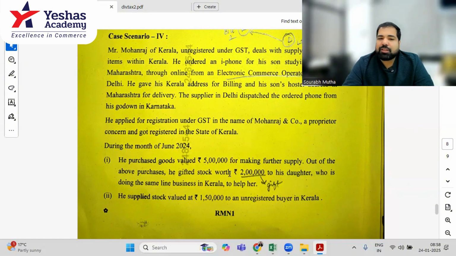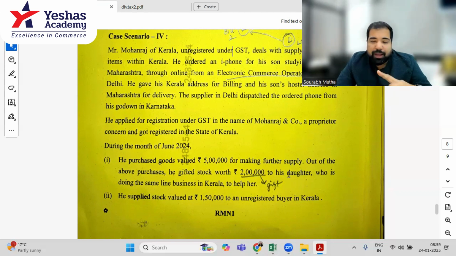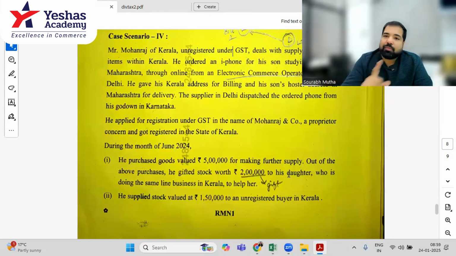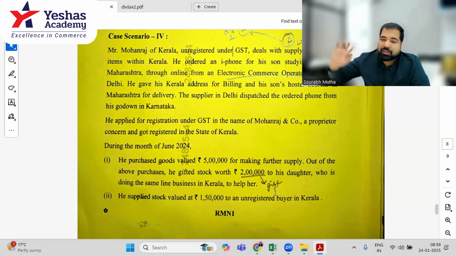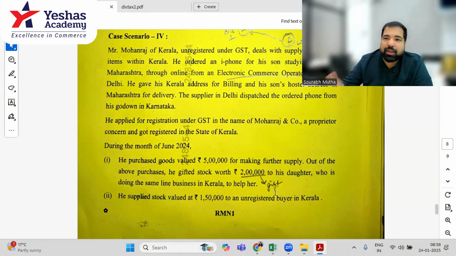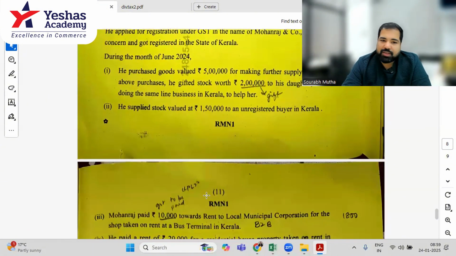Out of the above purchases, he gifted stock worth 2 lakh to his daughter. Even if you gift something, there is GST on it. If you remember free supply, section 7(1)(c), if it's a related person, there is GST on that. So 2 lakh will be outward supply, and supply leads to liability. He supplied stock worth 1 lakh 50 to an unregistered buyer. Doesn't matter who the buyer is, as long as you are supplying and you are registered, you need to charge GST. So on 2 lakh and 1 lakh 50, you need to charge GST.